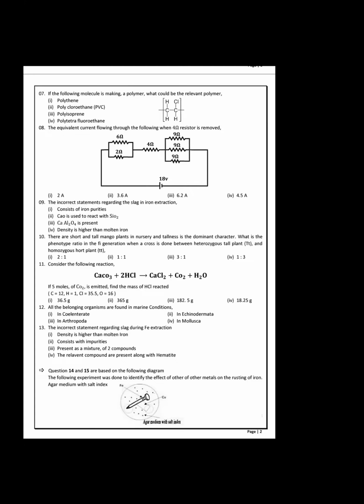Okay, students, now hear me properly. The following experiment was done to identify the effect of another metal on the rusting of iron. Agar medium with salt indicator. You can see here, this is the iron and this is the copper, and this is the agar medium.